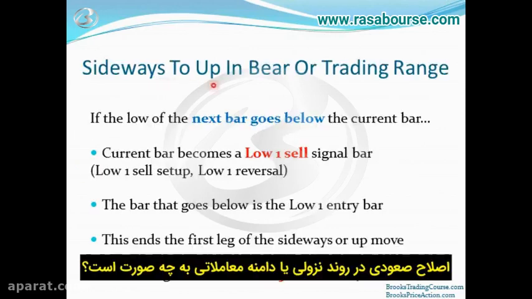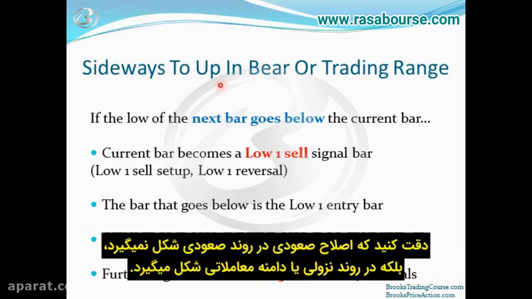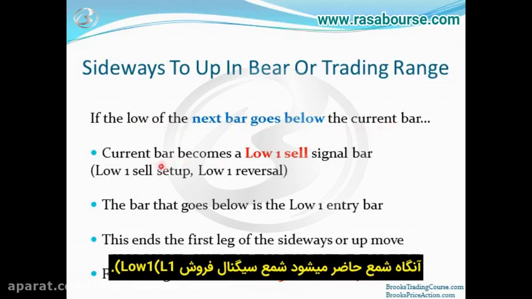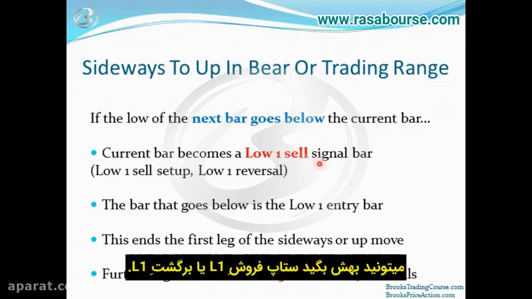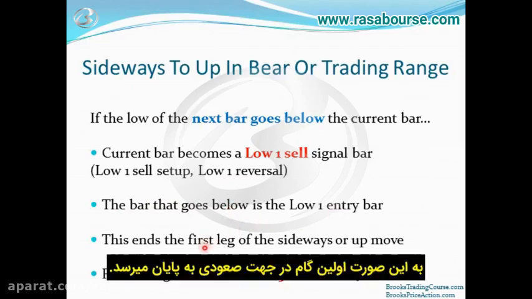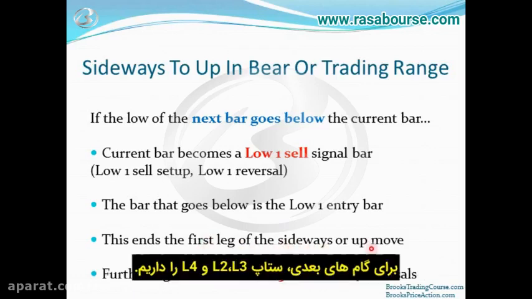What about sideways to up in a bear trend or a trading range? Not in a bull trend, in a bear trend or a trading range. If the low of the next bar goes below the low of the current bar, the current bar becomes a low 1 sell signal bar. You can call it a low 1 sell setup or a low 1 reversal. If the bar goes below the low of that signal bar, the current bar then is the low 1 entry bar. This ends the first leg up in the sideways to up move, and further legs are setups for low 3 shorts, low 4 shorts.